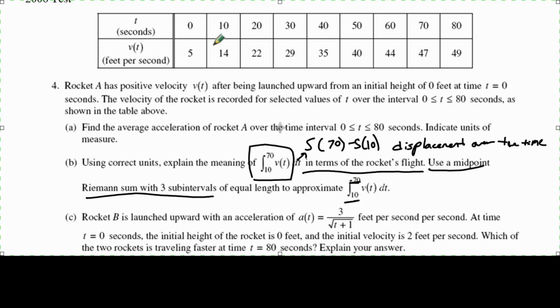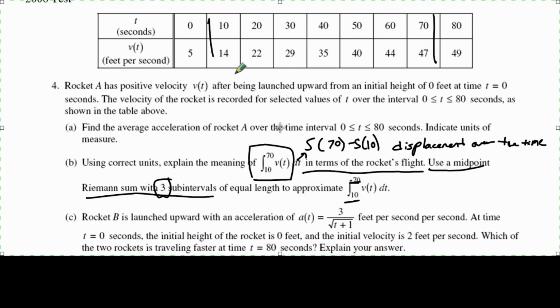So we're not doing this entire thing, we're only going from 10 to 70. Now midpoint, now it says 3. So if we're doing a left Riemann sum, we would start with 14 and go to 22, and then we go from 22 to 29, and we would use the height of 14 and the width of 10, height of 22 and the width of 10. Except we've got way too many of these going on here.